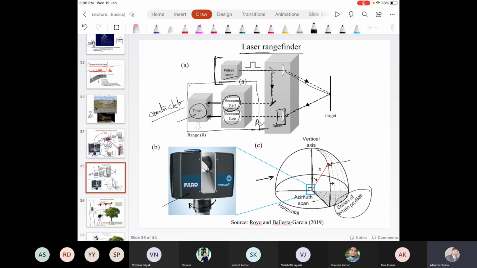What happens when you plan to perform the entire laser scanning operation through a mobile platform? With respect to time, the entire system is going to move. When the system moves, its coordinate system is going to change.